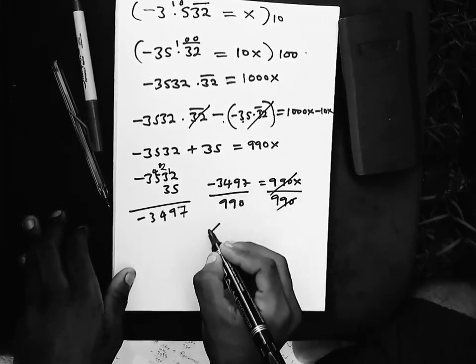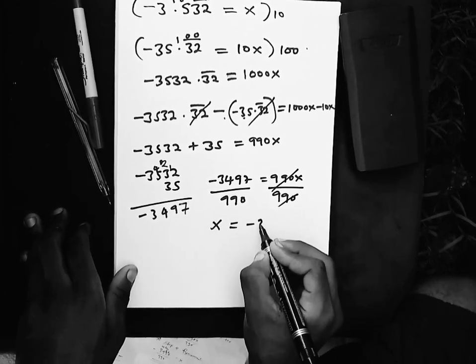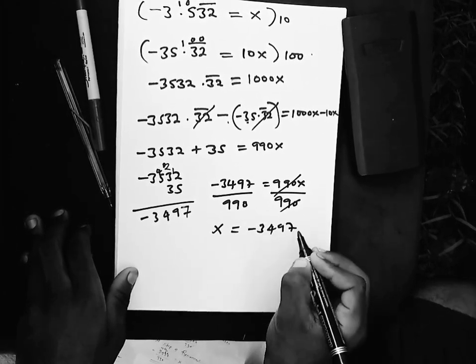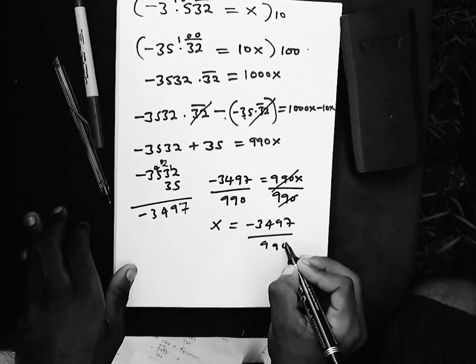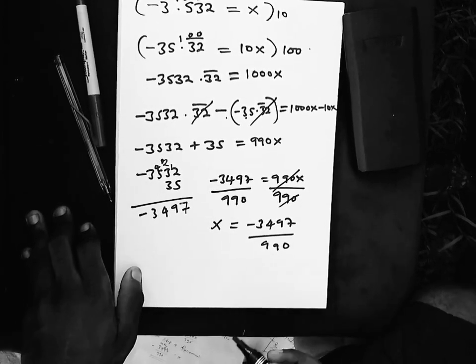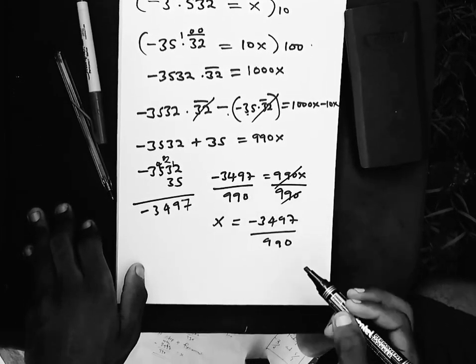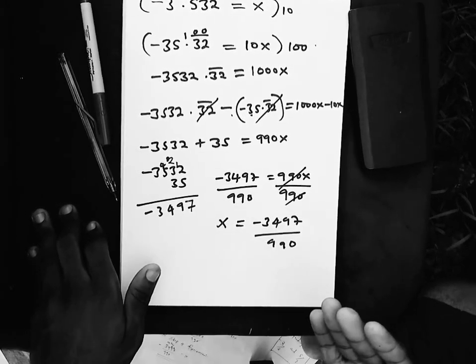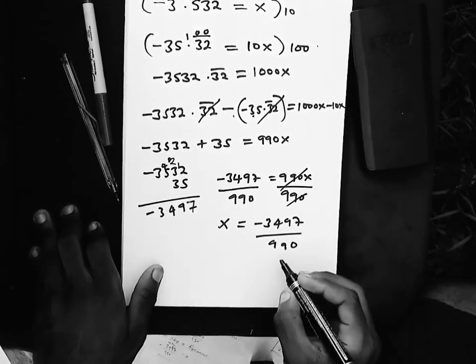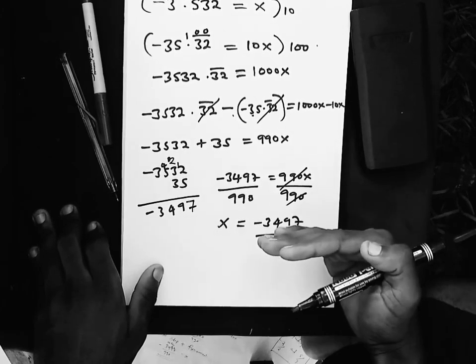You cancel, then x is simply going to be equal to negative 3,497 over 990. The fourth step is reduction. So you check if this figure can be reduced to the lowest form possible. If it cannot be reduced, it means it's at its lowest form and you don't need to reduce it.